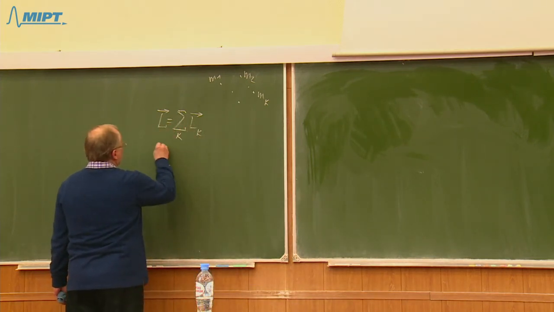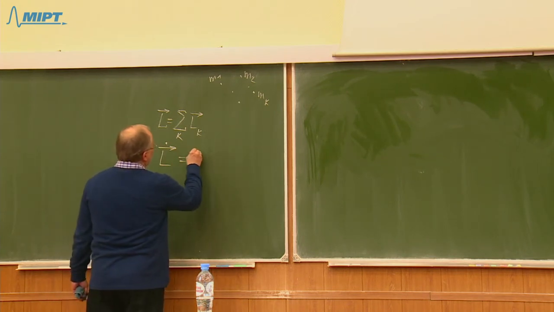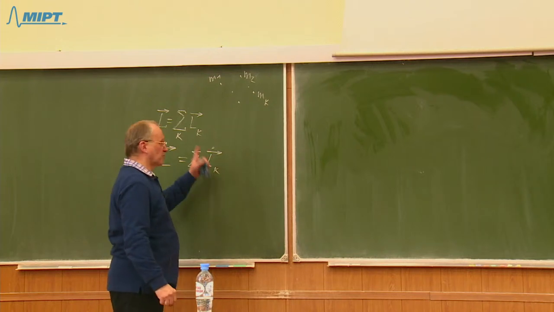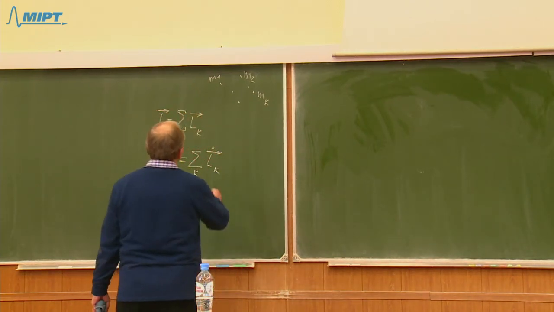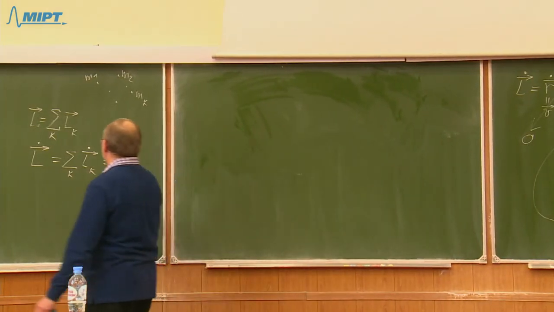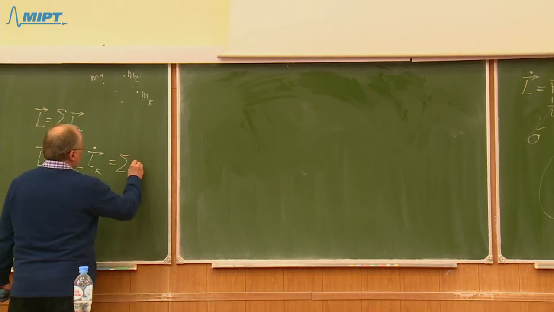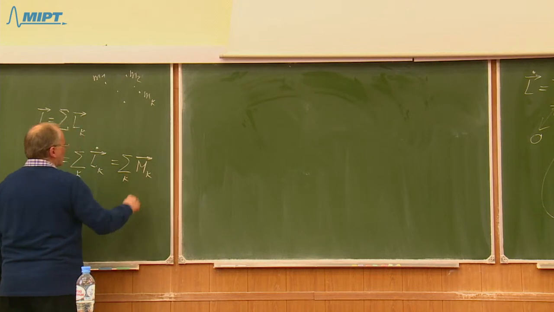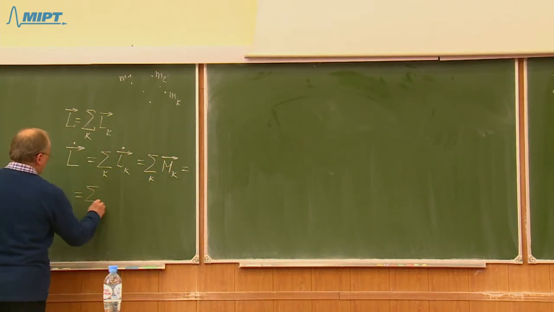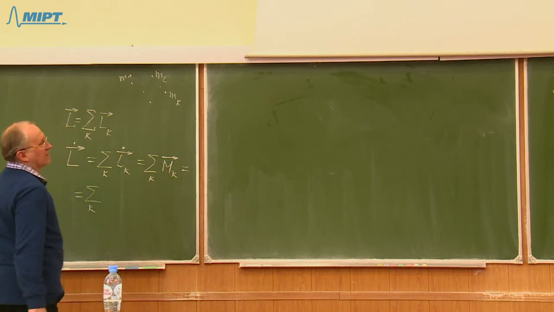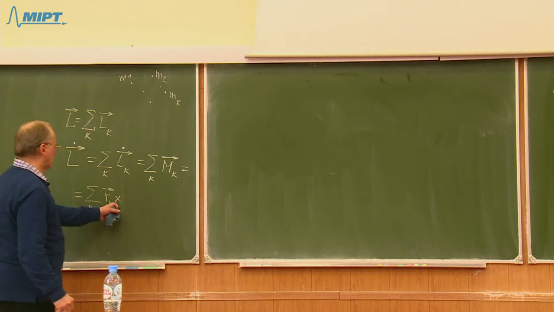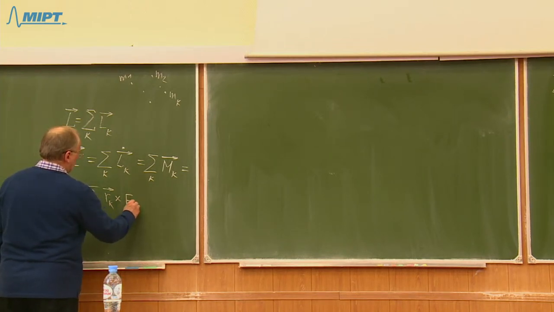So if we consider the time derivative of this quantity, that will be the sum of time derivatives of each individual angular momentum of a single point. And according to the law which we have obtained, the time derivative of angular momentum of a single point equals the torque acting on this point. And each torque, by definition, is a vector product of the radius vector of point number k multiplied by the force acting on point number k.